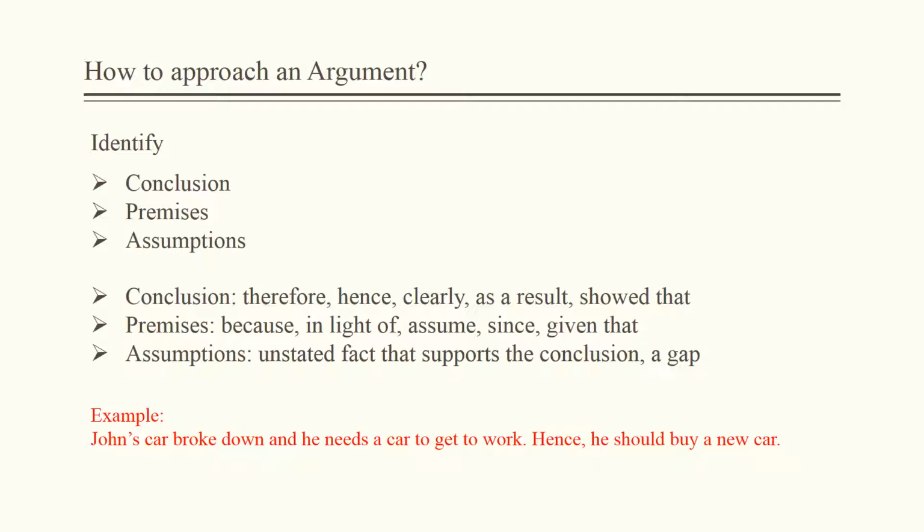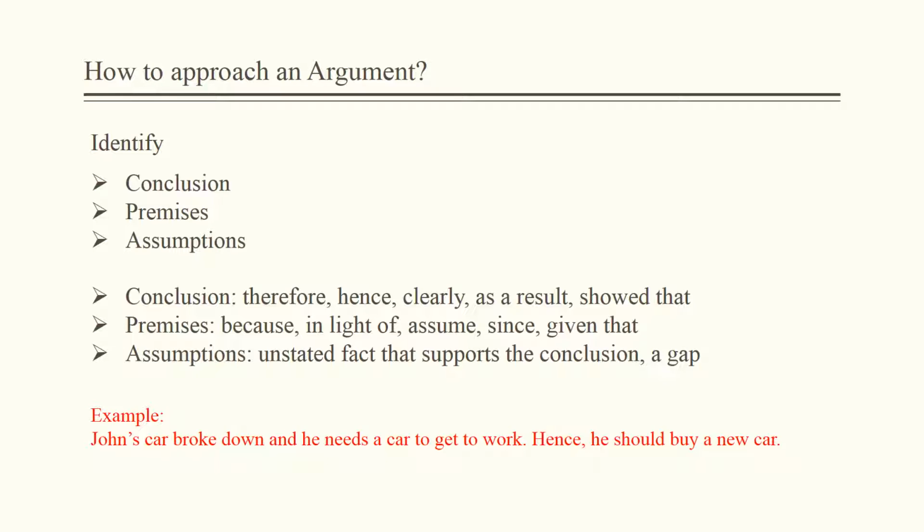And finally, the third is assumptions. Assumption is an unstated premise that supports the author's conclusion. So it's a connection between the stated premises and the conclusion. And these are facts that are not stated in the argument, but they must be true in order for the argument to make sense. So let me explain this with the help of an example.